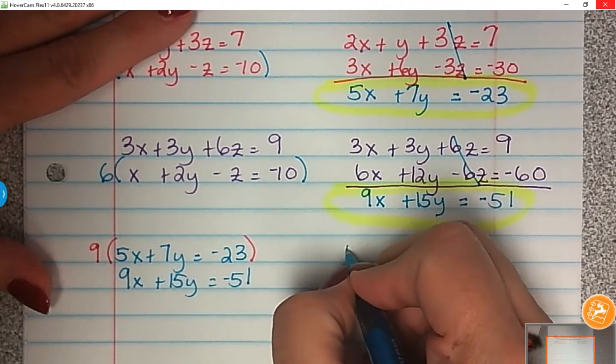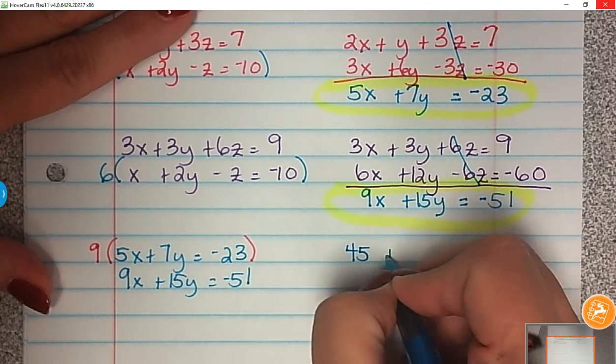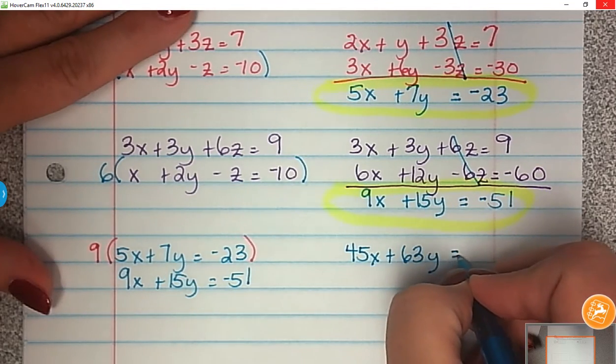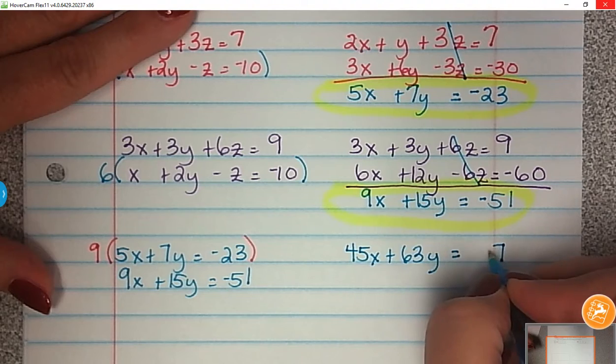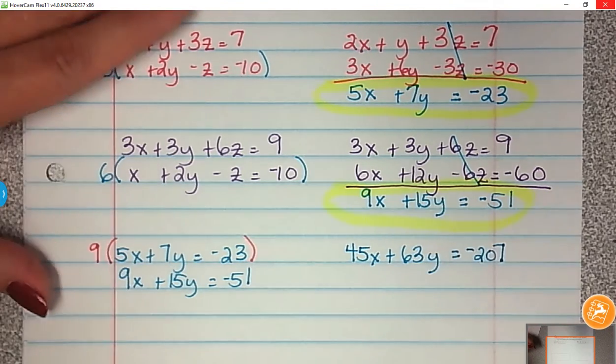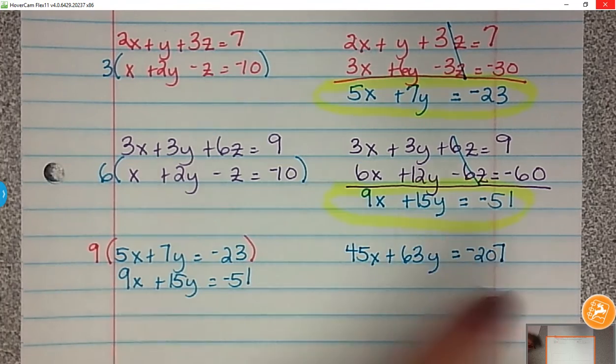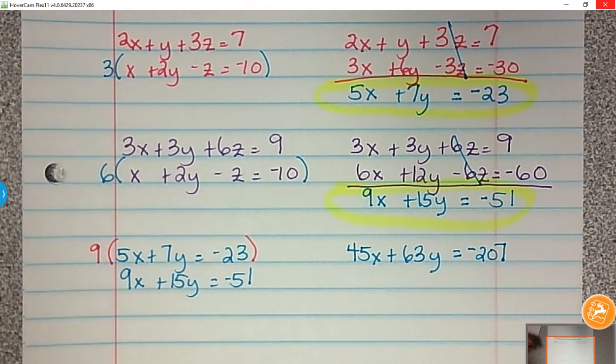and I will get 45x plus 63y equals negative 207. Let's double check that. I did that one in my head, so we'll double check it and make sure. Oh wow, I don't know where that came from. Let's try again. Oh no, that is correct. I don't know what I was typing on my calculator the first time.